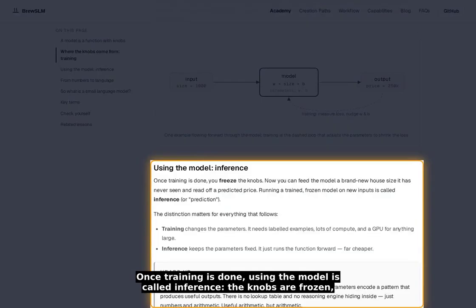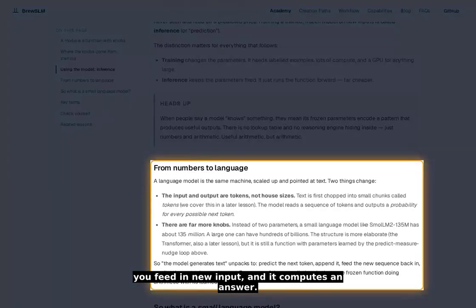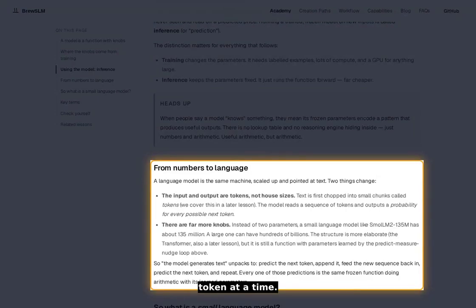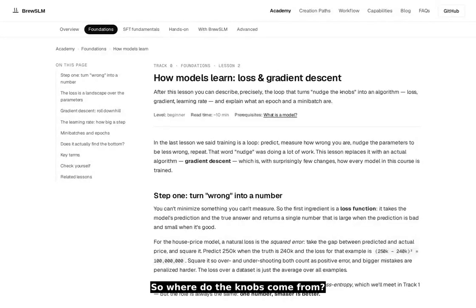Once training is done, using the model is called inference. The knobs are frozen, you feed in new input, and it computes an answer. And for a language model, that answer is just numbers turned back into language, one token at a time. So where do the knobs come from?